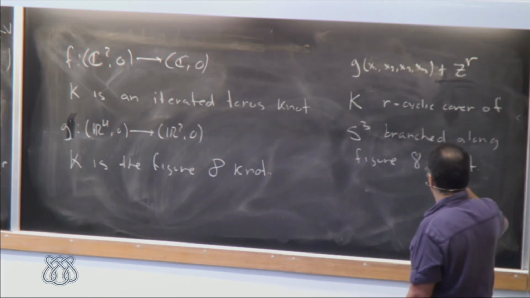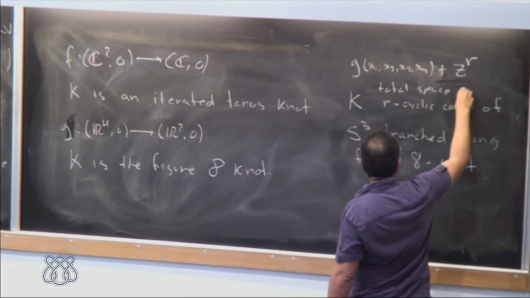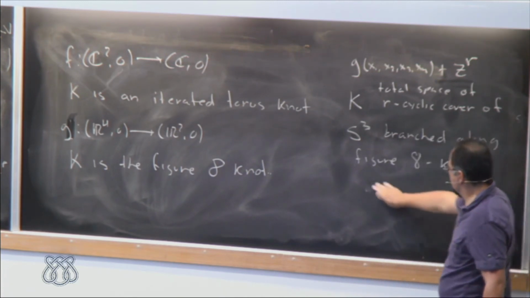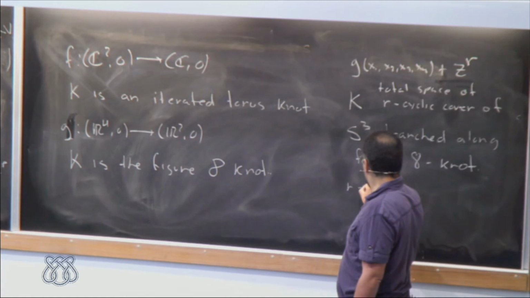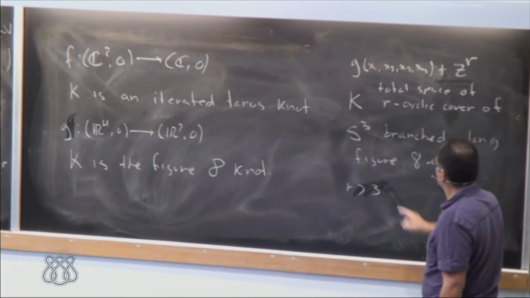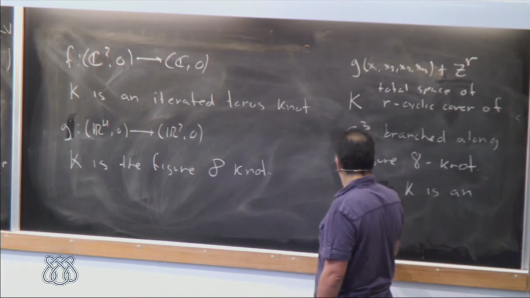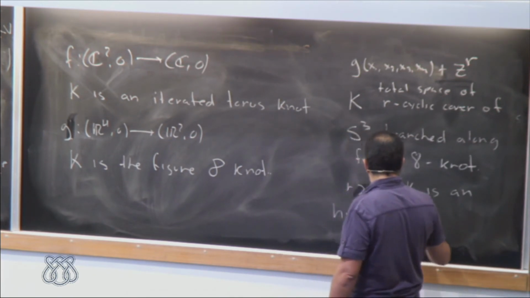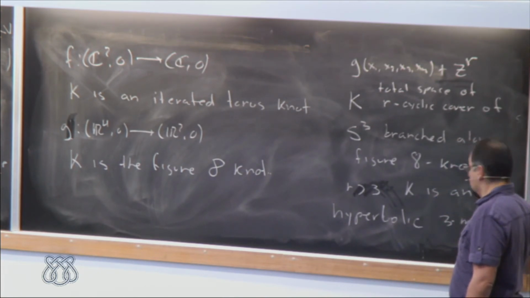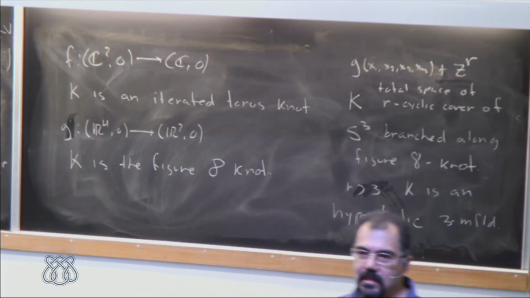Okay? Well, it's the total space of this cover. And in three-dimensional topology, it's known that if R is greater than 3, this is a hyperbolic 3-manifold. And in complex singularities, you can never have hyperbolic manifolds as links.